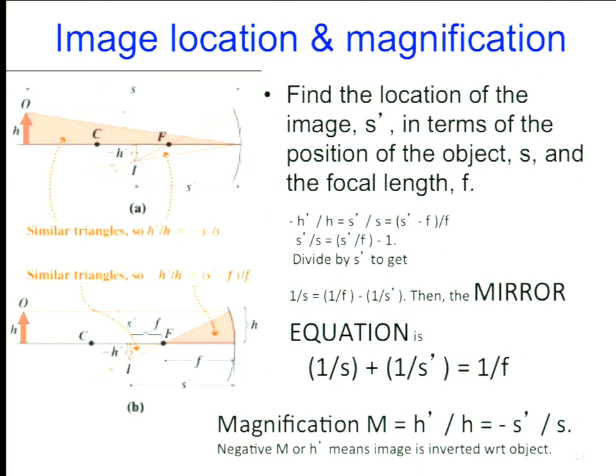And we have the idea of magnification. The relative height of the image over the object will be the relative distances with a minus sign. Again, the signs come in because it's possible for the image to be inverted.